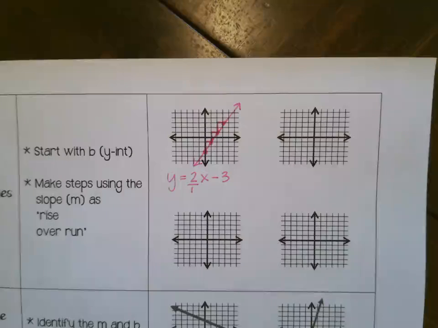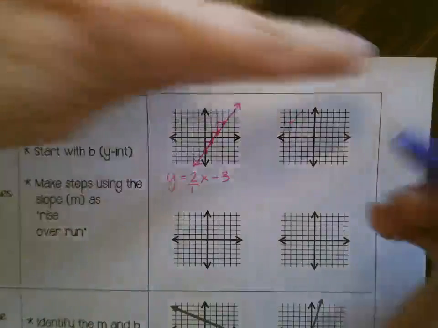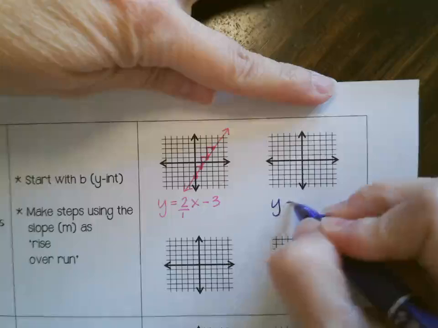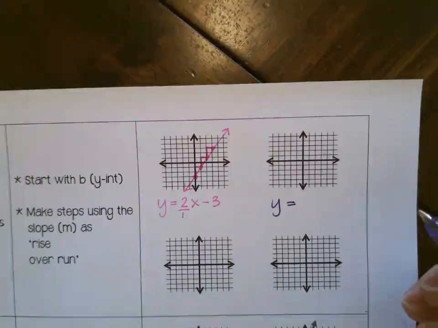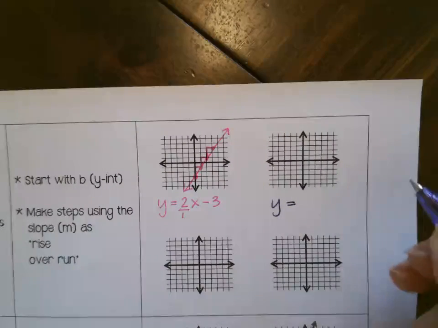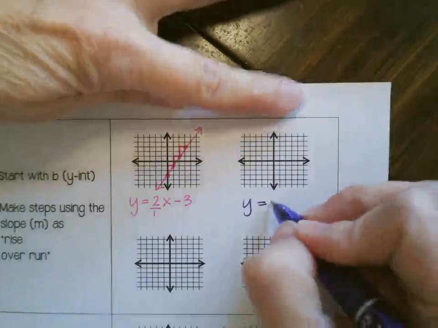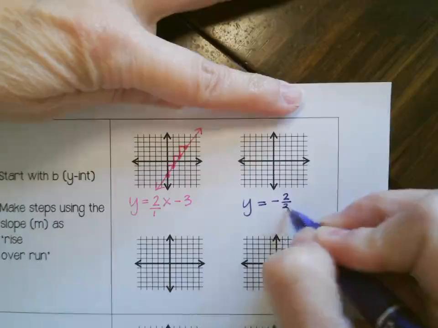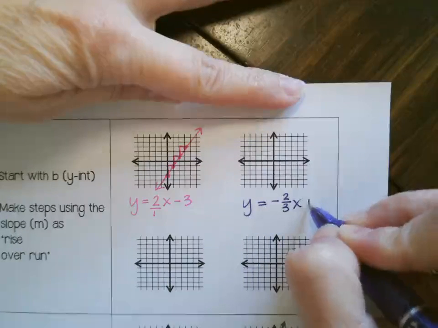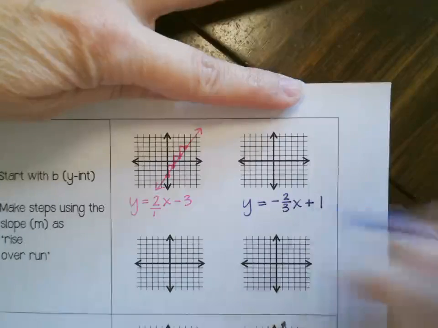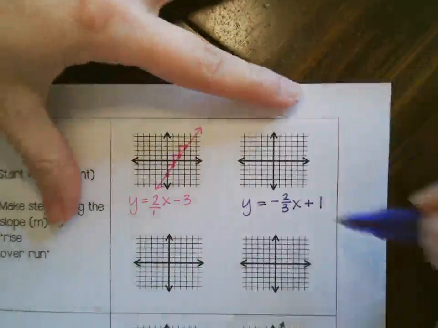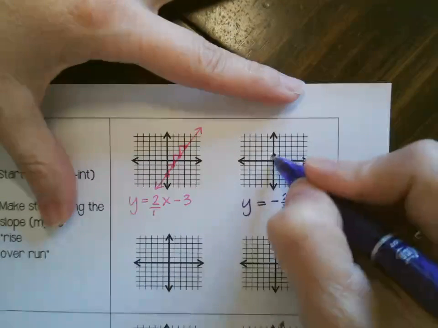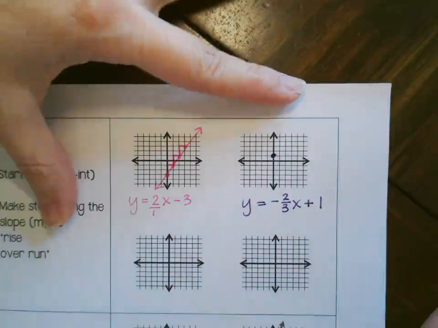Okay? All right, another one. Let's try y equals, how about negative 2/3 x plus 1. All right, so I'm going to start with the y-intercept. So I'm putting a nail right here.